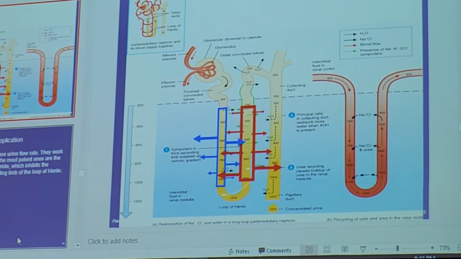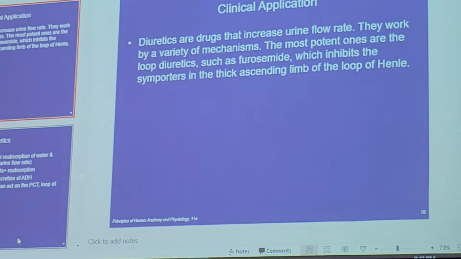Clinically, one of the big things is diuretics. Let's talk about diuretics. You guys know what diuretics are? Yeah, water pills. Big item. Why do people take water pills, by the way? Because they have water retention. Water retention, yeah.